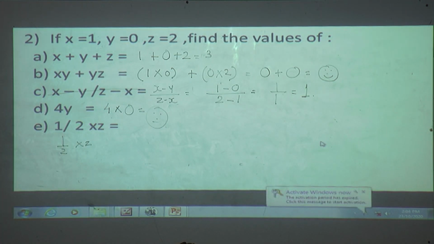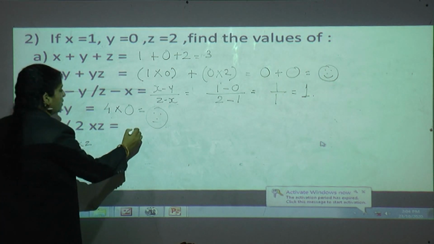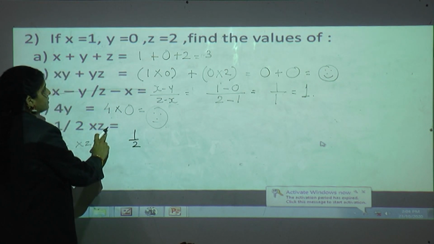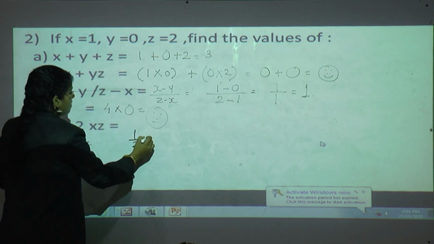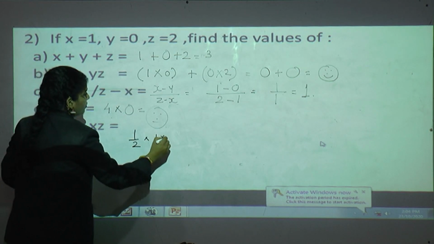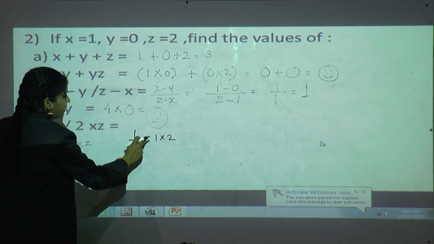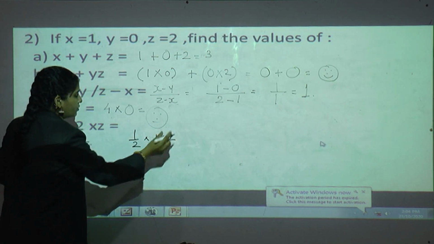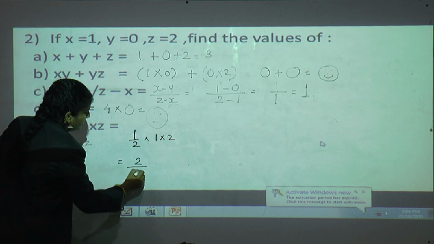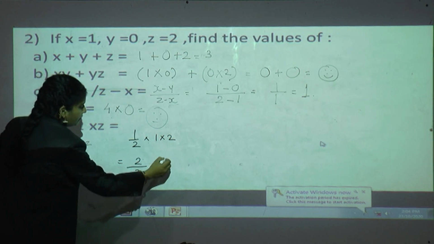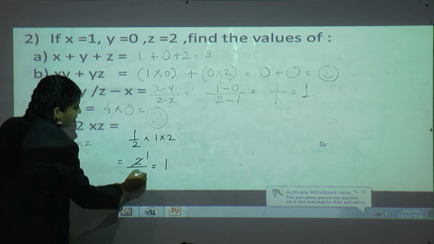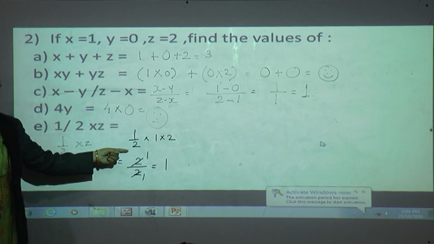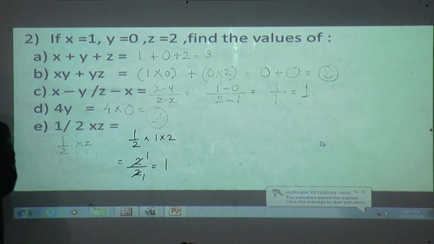So what to do, students? Here see, 1 upon 2 x z. X means 1 and z means 2. So students, we can write here 1 multiplied by 1 and multiply by 2, 2. 2 divided by 2, that means it is equal to 1, because when 2 is divided by 2, the result is 1. Okay. Now next one.